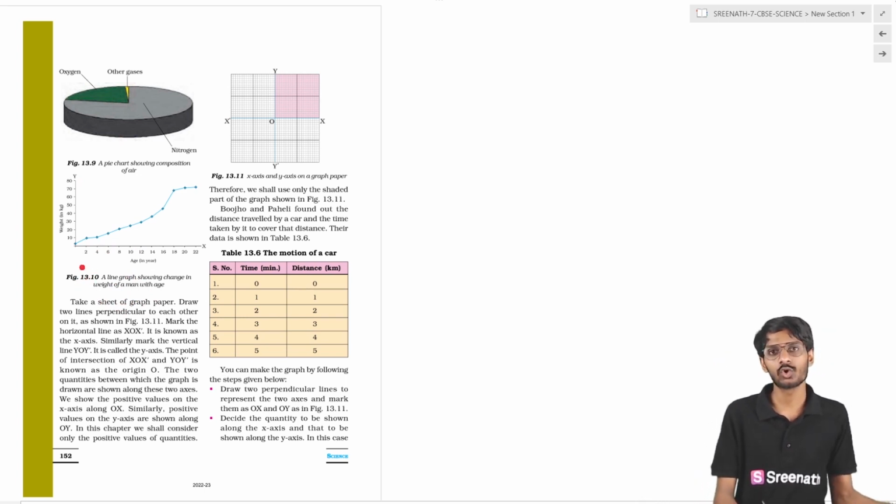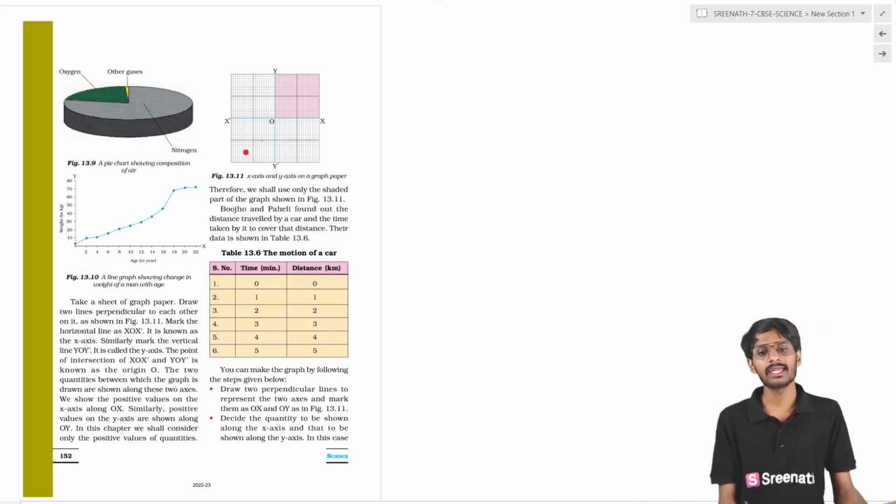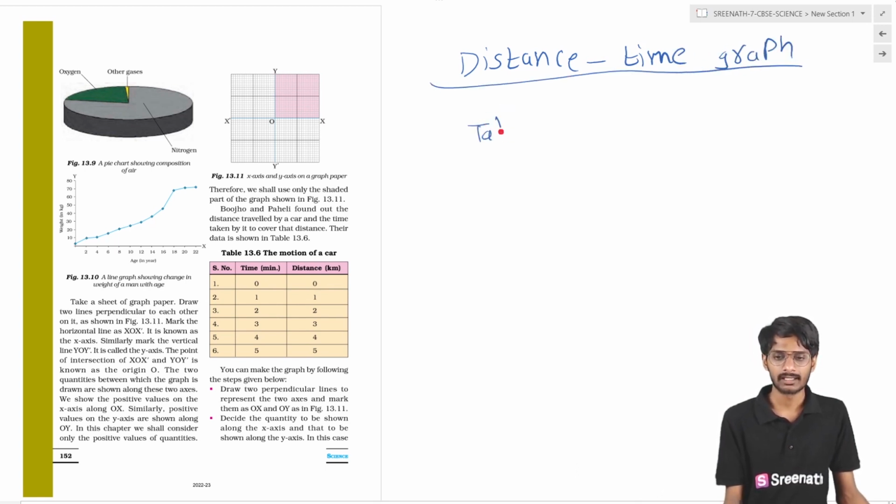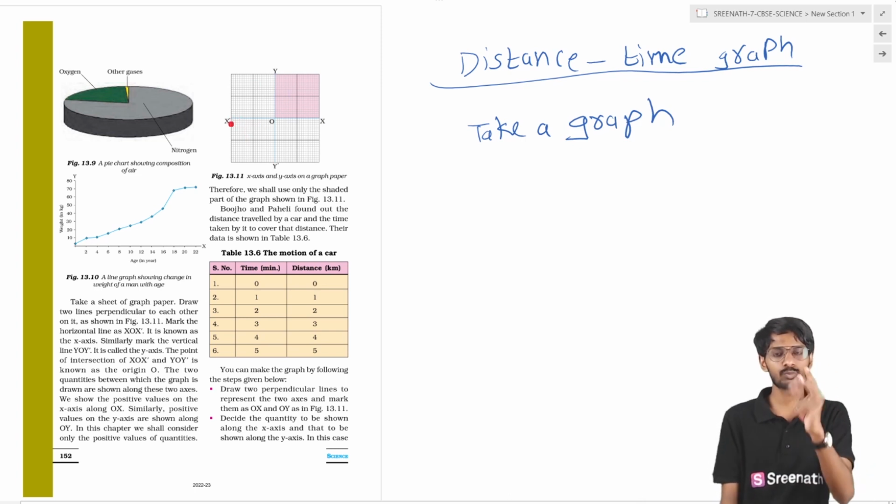Now we are going to learn how to draw a distance time graph. For that, what do you require? For a distance time graph we require graph paper. We have to take a graph paper like this, students. After taking graph paper, we have to draw two perpendiculars.